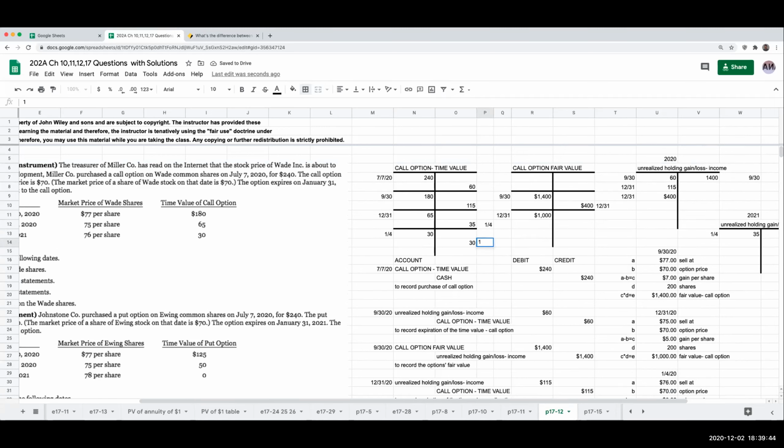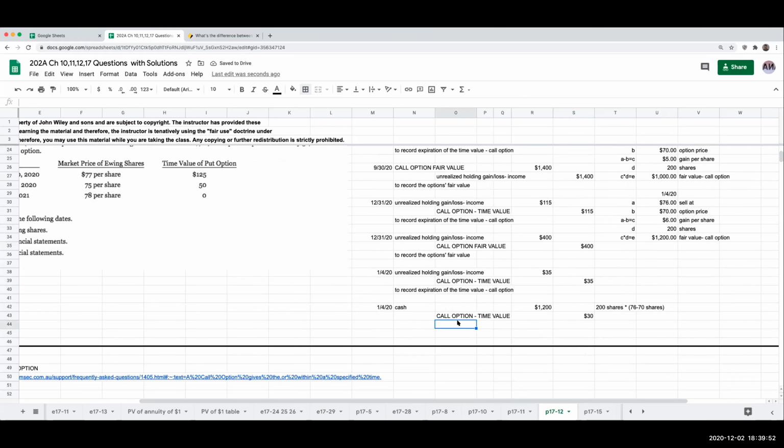So I've got to take that down to 0. And then also here, I've got to get rid of this fair value over here at 1,000. So I'm going to have also call option fair value over here for $1,000. Okay, so the next thing I'm going to go through here and do lastly is this.